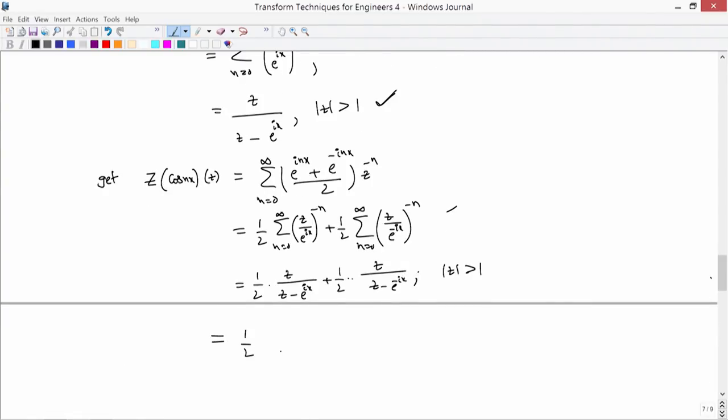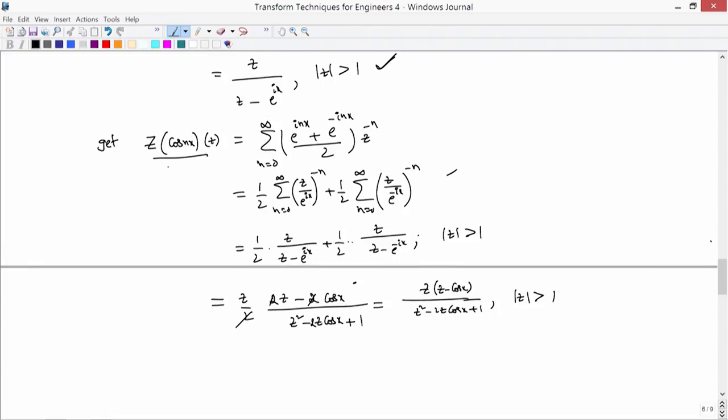If you calculate together, half is common, so in the denominator you have z square minus z times e power i x plus e power minus i x, so you have 2 cos x, and then multiplying together you get 1. In the numerator, z is common, so you have z minus e power minus i x plus z minus e power i x, so you have 2z minus 2 cos x. So 2 goes, and you end up getting z into z minus cos x by z square minus 2 z cos x plus 1. This is your z transform of cosine n x.